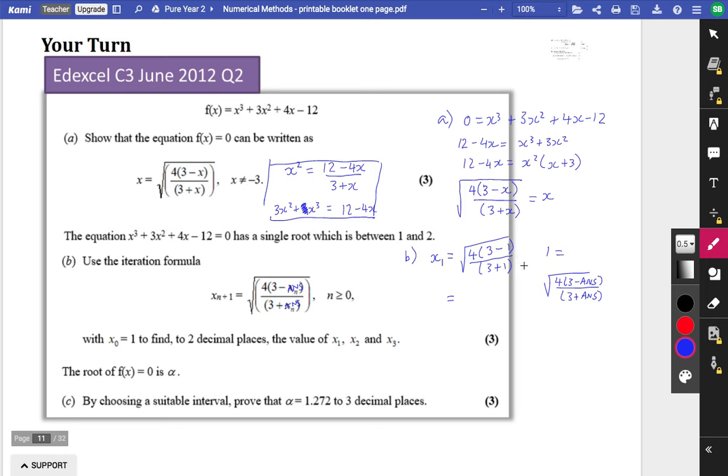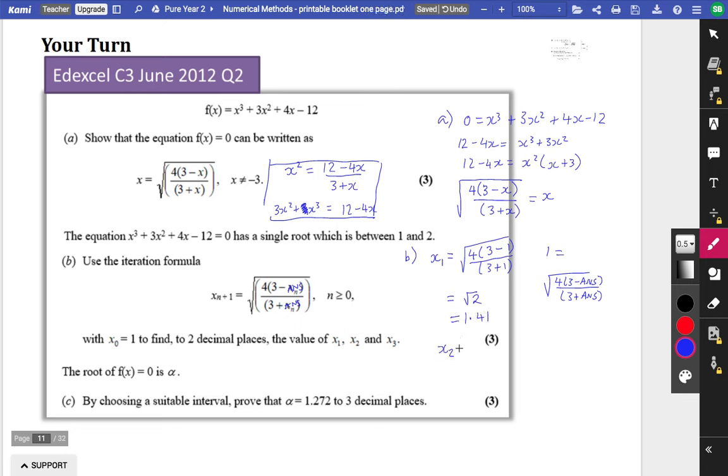So I'm going to go into my calculator and I'll press 1 equals so that it is stored as the answer, and then I'm going to set up that fraction that I've got there. Okay, so let's see what this is going to write. So I've got the square root of a fraction, 4 brackets 3 minus answer over 3 plus answer. So that looks like my value for x1 is root 2, but it wanted it to 2 decimal places, so I better give it to them in how they wanted it, which is 1.41.